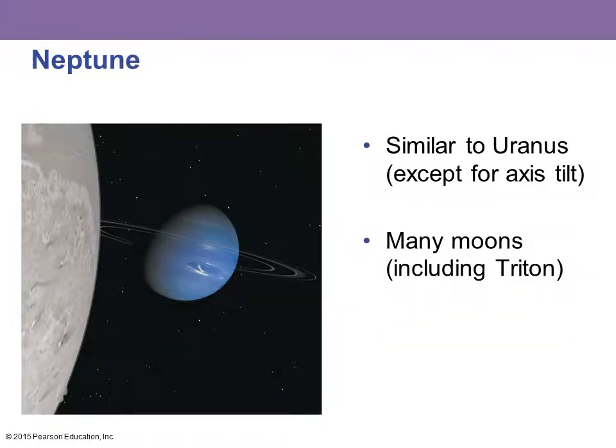And then there's Neptune, similar to Uranus, but it doesn't have the extreme tilt. And again, it has many, many moons. So we see this pattern of Jupiter, Saturn, Uranus, and Neptune, all having ring systems, all being very, very large, having hydrogen, helium composition for the most part, and they just have those common characteristics.